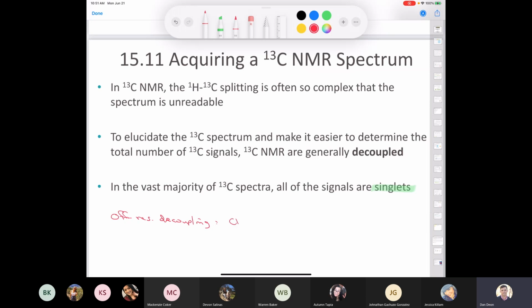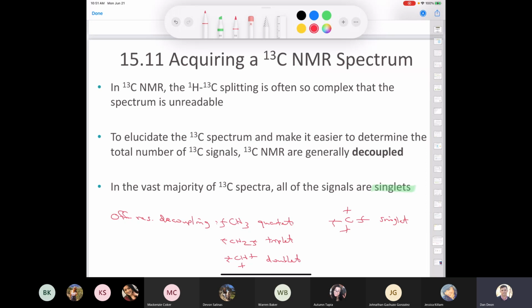So if you have a methyl group, it's going to appear as a quartet. It's kind of like the N+1 rule. If you have a methylene, okay, CH2, it's going to appear as a triplet. If you have a methyne, it's going to appear as a doublet. Okay, and if you have a quaternary carbon, meaning it's attached to no hydrogens, it's going to appear as a singlet.